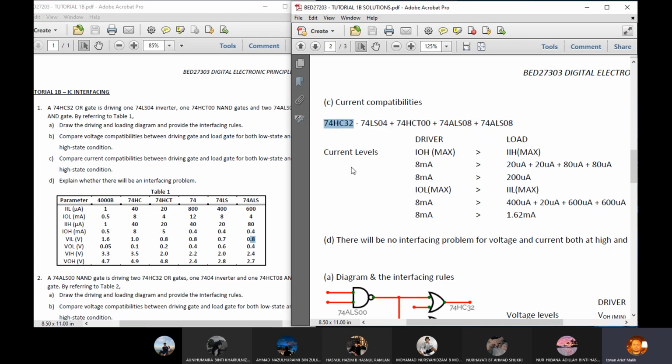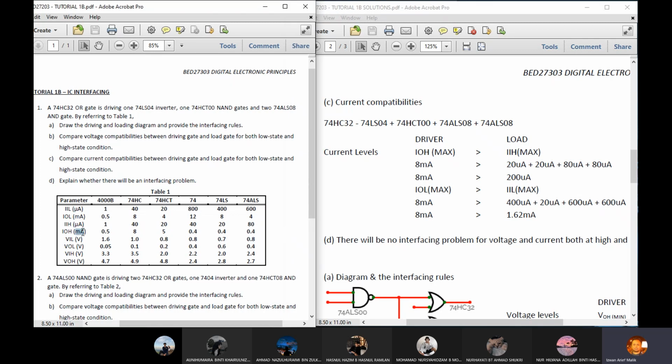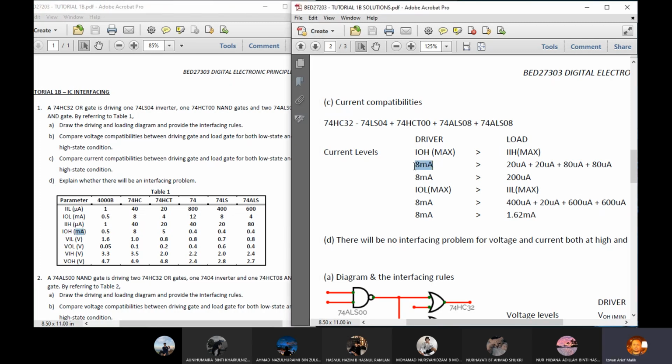driving gate punya current. So rules dia, IOH max should be greater than IIH max untuk high state. Low state, IOL max greater than IIL max. So kita tengok load gate punya IOH. So IOH untuk 74HC adalah 8 milliampere. So saya letak sini 8 milliampere. For IIH saya kena tambah macam ni. Saya comparekan 74HC dengan 74LS tambah 74HCT tambah 74ALS tambah 74ALS.